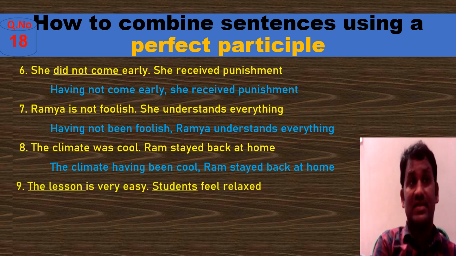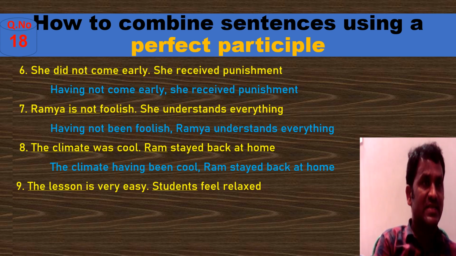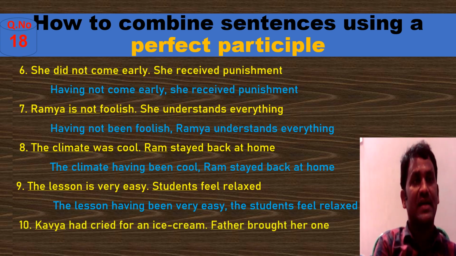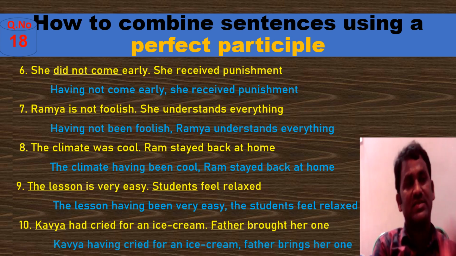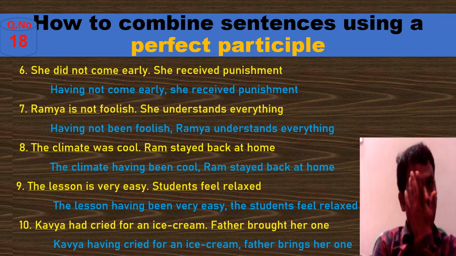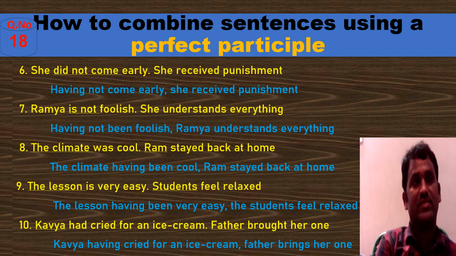Next example, the lesson is very easy, students feel relaxed. Again, the subjects are different. The lesson comes here, the lesson having, the third form been is there. The lesson having been very easy, the students feel relaxed. Tenth one, Kavya had cried for an ice cream, father brought her one. So Kavya is the subject and father is the subject here. So Kavya having cried. What is the verb here? Cried is there. So the verb is cried. Kavya having cried for an ice cream, father brought her one.